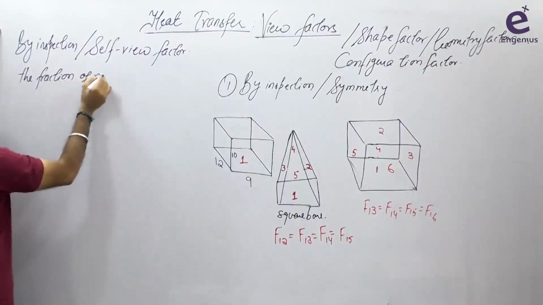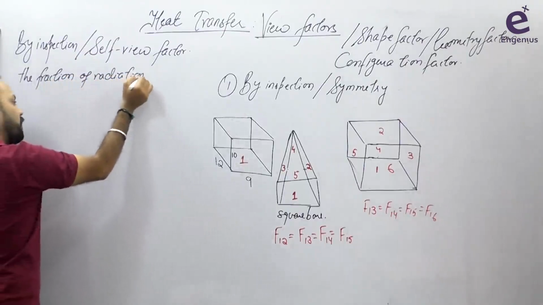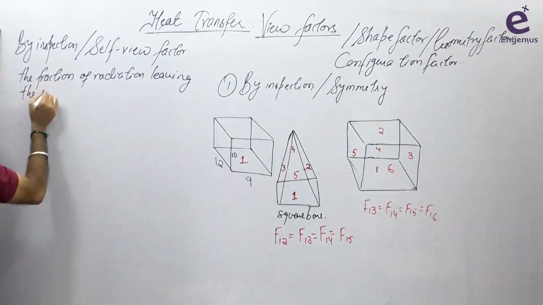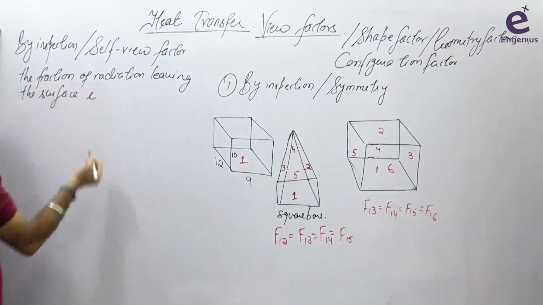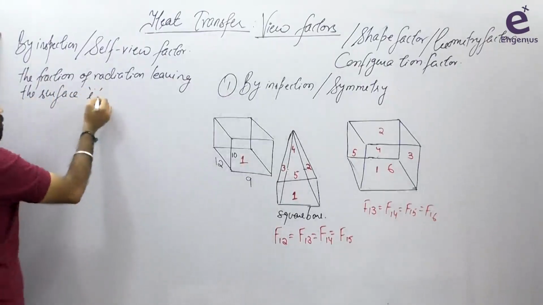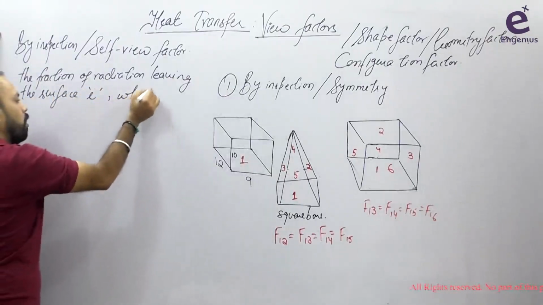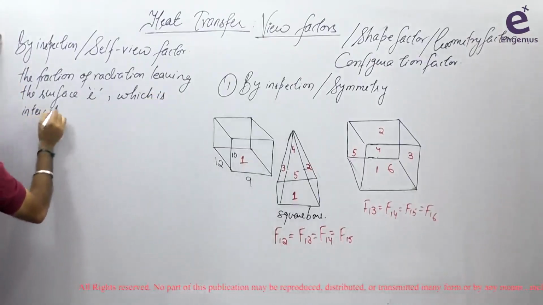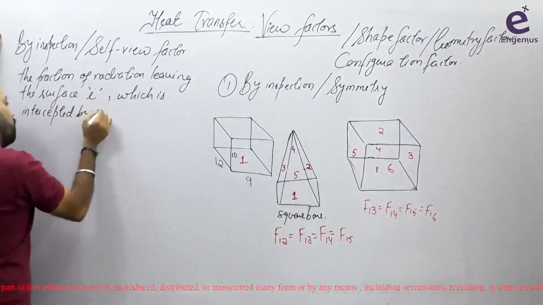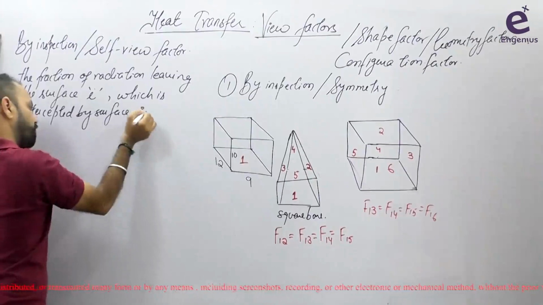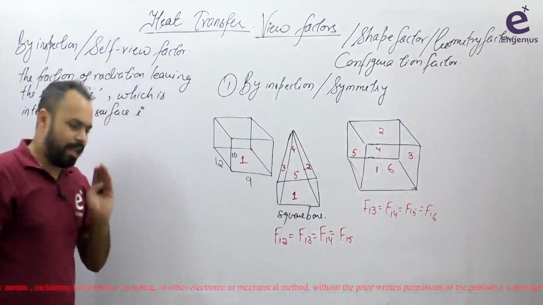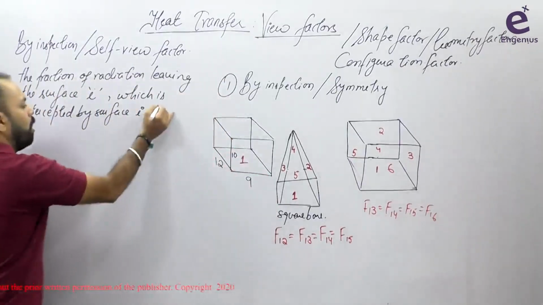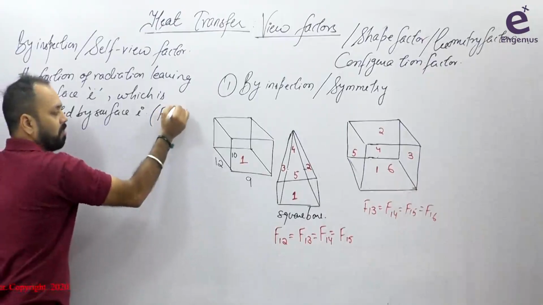the fraction of radiation leaving the surface I, surface I is the name of the surface, J or anything can be the name, leaving surface I which is intercepted by surface I, right? Which is intercepted by surface I, okay? So the radiation leaving I that reaches I, the fraction that reaches, that is called self view factor, and it is denoted by FII, or FJJ if the surface name is J.